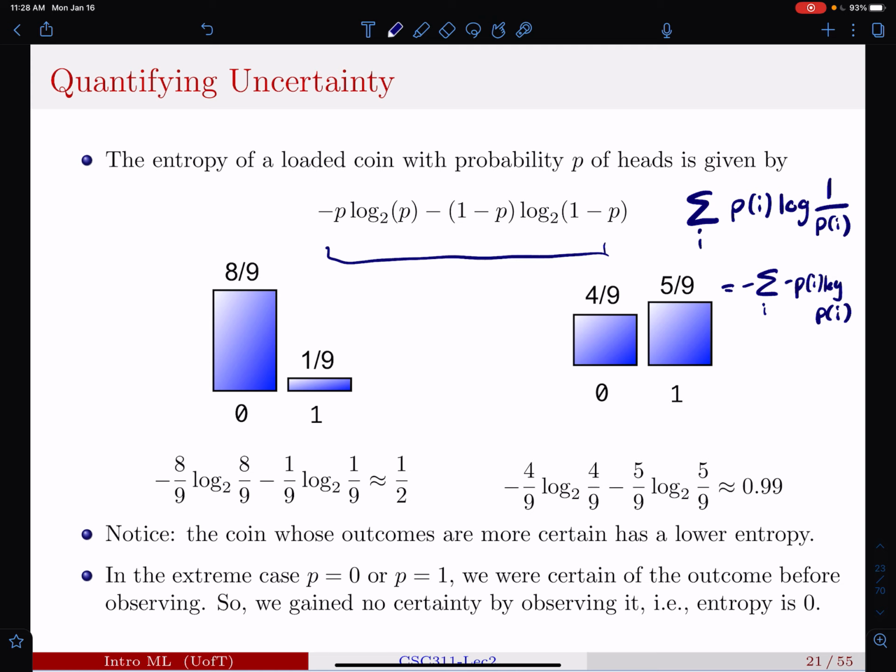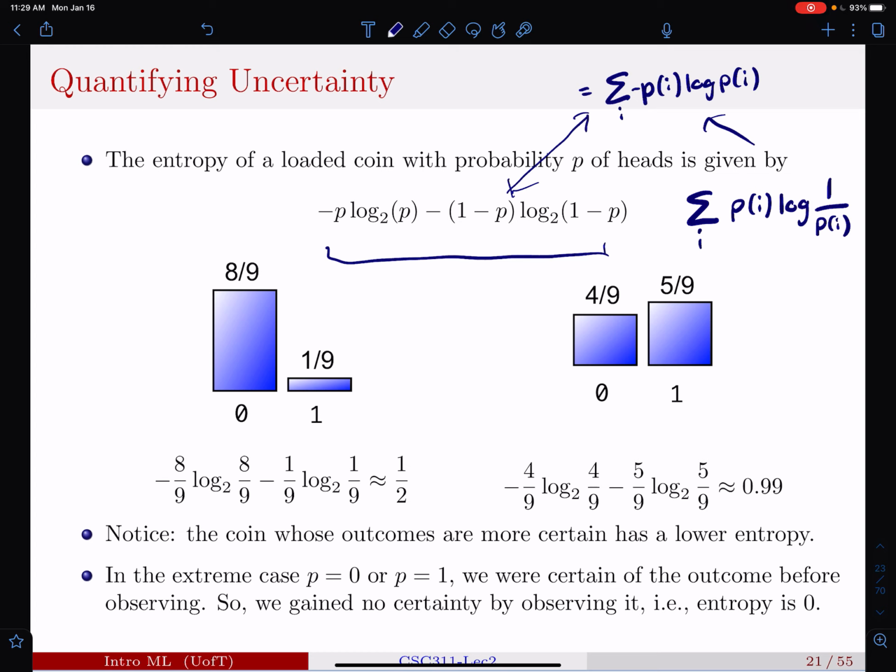Okay, let me make this a bit more clear. Let's go up here. So in the case where there's just exactly two different classes to consider, you can see that this formula here is equivalent to this formula, right? Because we're just saying the probability of the second event is 1 minus the probability of the first event. So this is the more general term for the entropy. It's a measure of uncertainty.